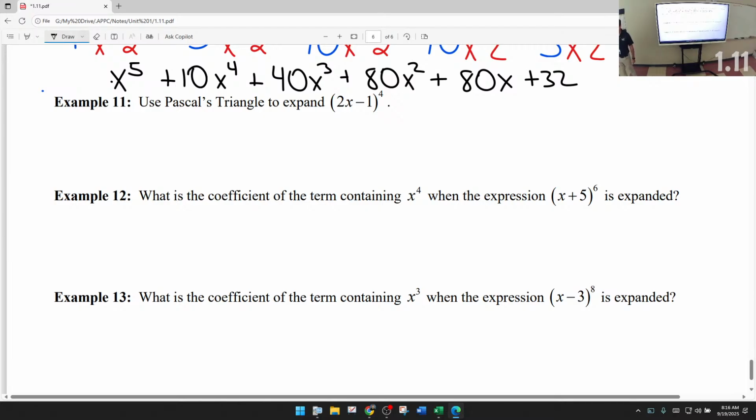2x minus 1 to the fourth. Now this is where they start getting a little bit harder, okay? Because you got a 2x. So 2x to the fourth power, you might want to put that in parentheses because the 2 has to go to the fourth also. It's not 2x to the fourth, it's 16x to the fourth. Just like the 2 was. And then I got negative 1 to the fourth.